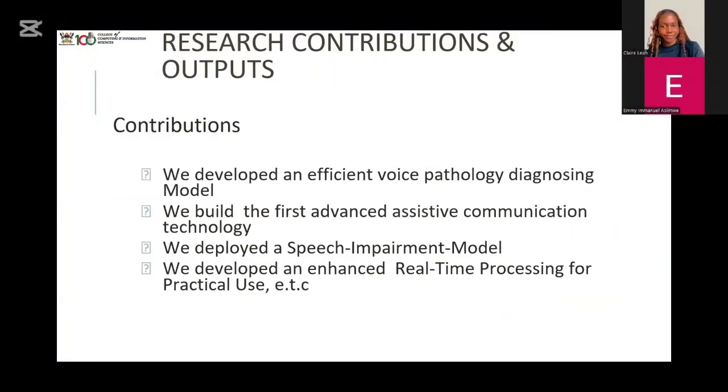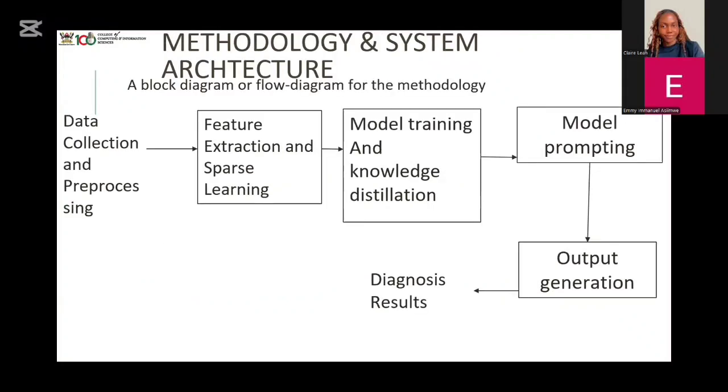And the research contributions and output: we developed an efficient voice pathology diagnosing model. We built the first advanced assistive communication technology, and we developed a speech impairment model, and we developed an enhanced real-time processing for practical use.